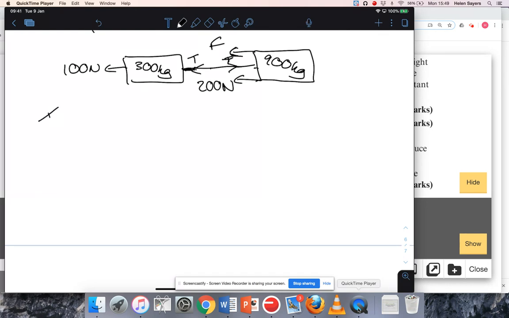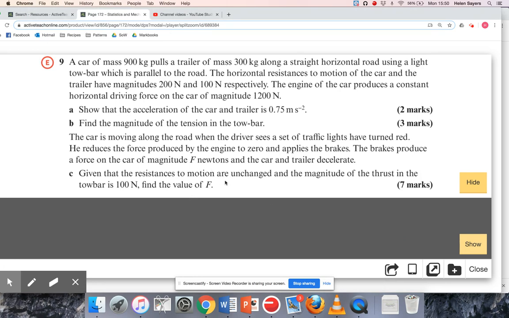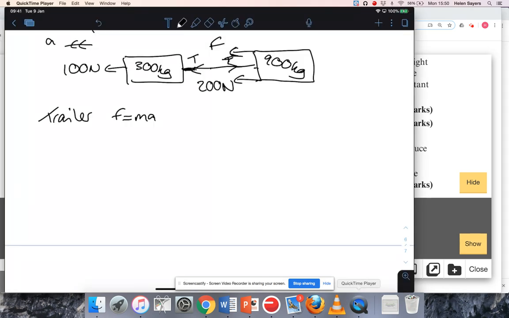So if I just look at the trailer and use F equals ma. I know it's decelerating, so I know its acceleration is off to the left. I know it's slowing down. But I don't know the value of that. And they don't ask me to find the value of the acceleration. It may be for those 7 marks, though, that I need to find acceleration in order to find F, or it may be that I can eliminate A somehow. Okay, so let's think about that.